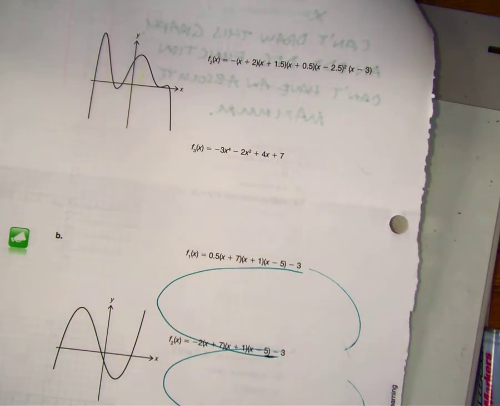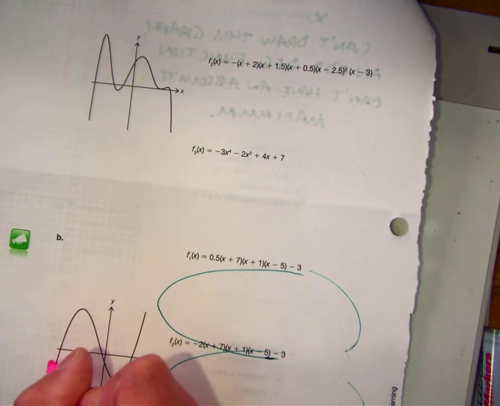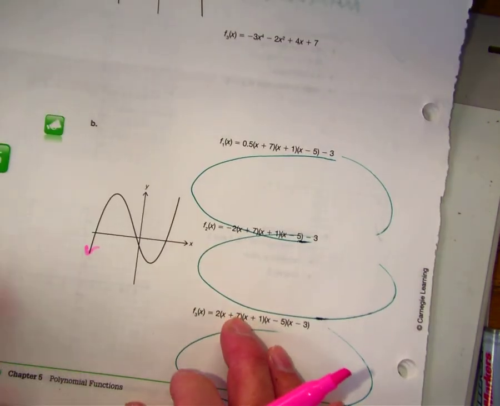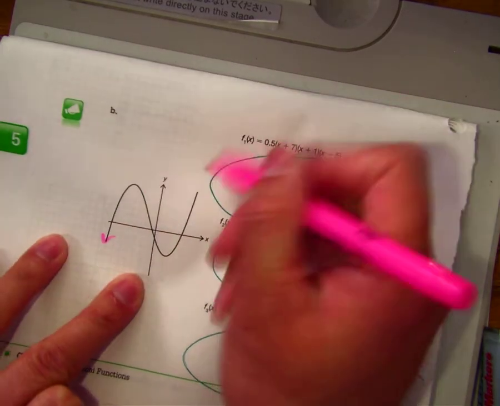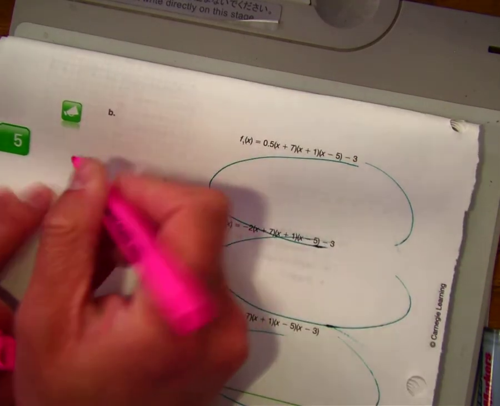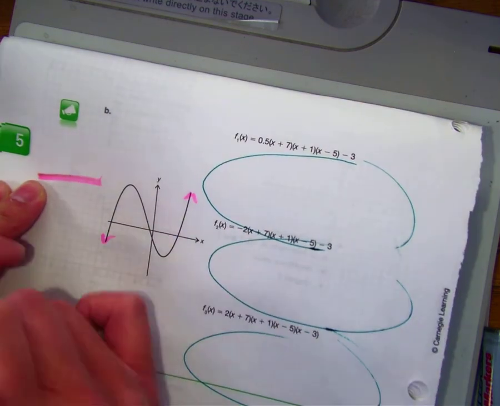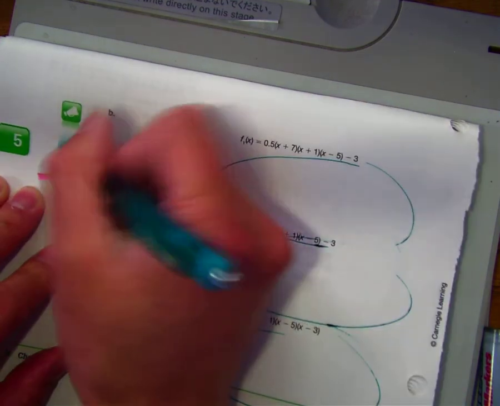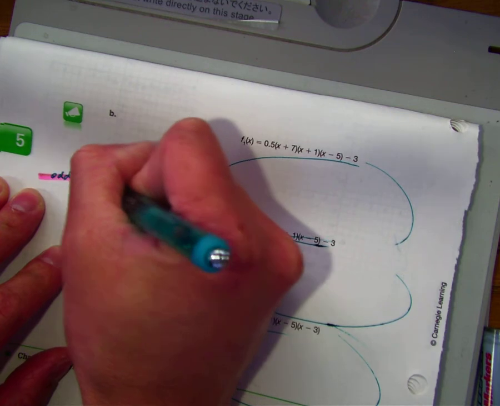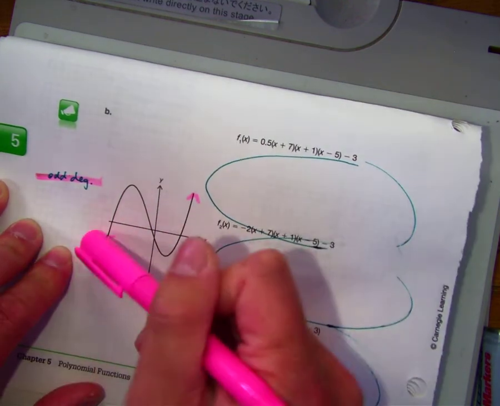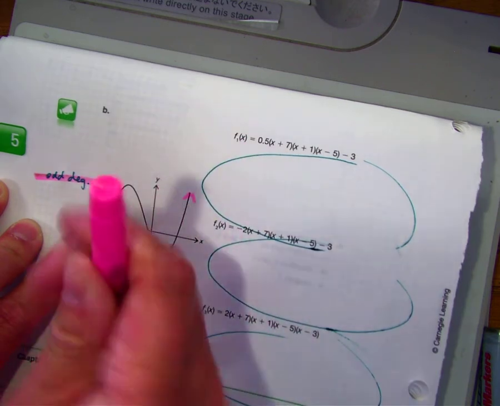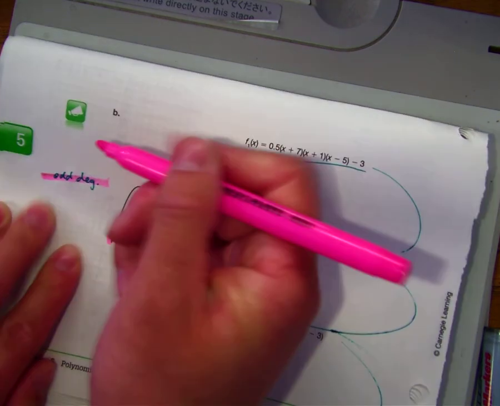I'm going to look at my graph. I notice that it starts down and it ends up. What's the degree class? Odd degree function. I also know that it's starting down, ending up, so my A value is positive.